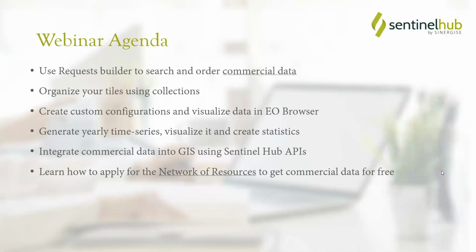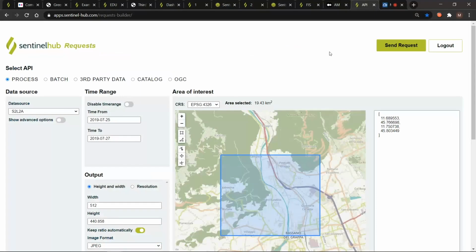The last thing we have on our agenda related to making requests is to take a look at the API. So first of all, I would like to say that you can order commercial data using Process API. To learn how to use Process API, take a look at our Process API webinar.